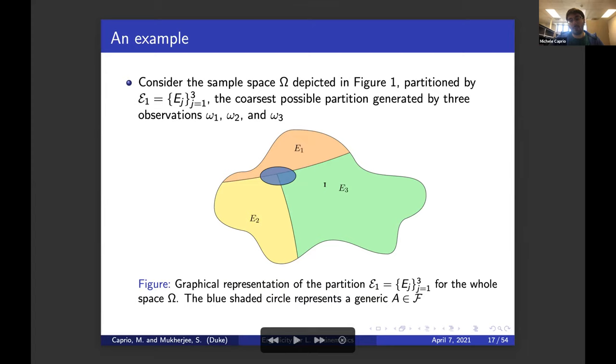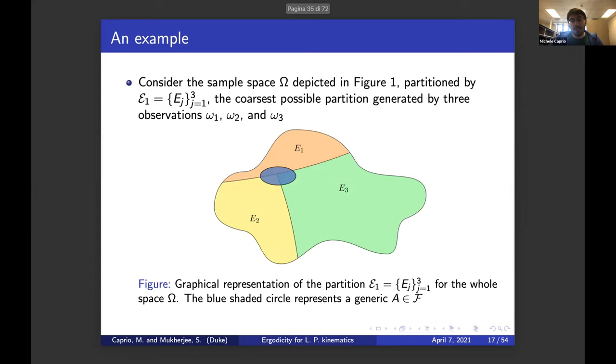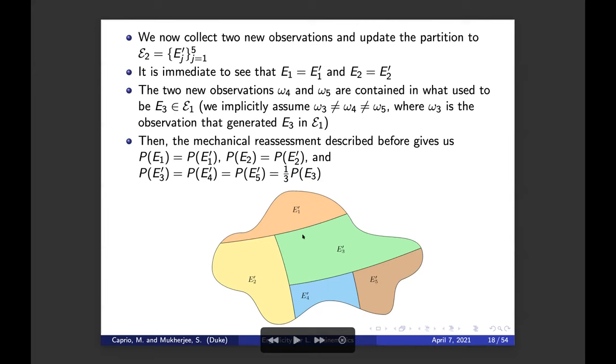It means that the distance between these new elements and the element that generated E3 is the smallest possible. And the distance I'm considering is the metric on omega that makes it a complete separable metric space, in such a way that F is the Borel sigma algebra. Then what happens is that this mechanical way of proceeding is basically splitting the probability that was assigned to E3 equally on the three new elements of the partition.